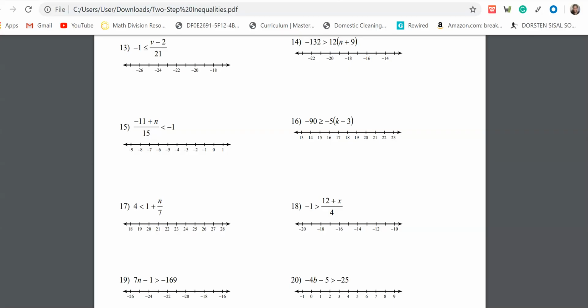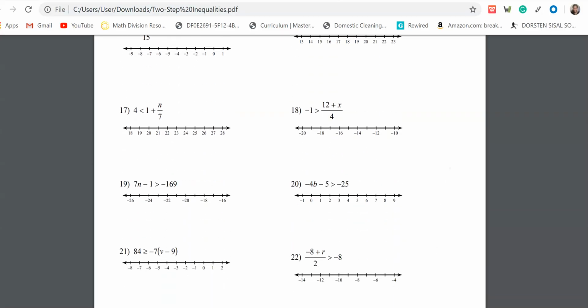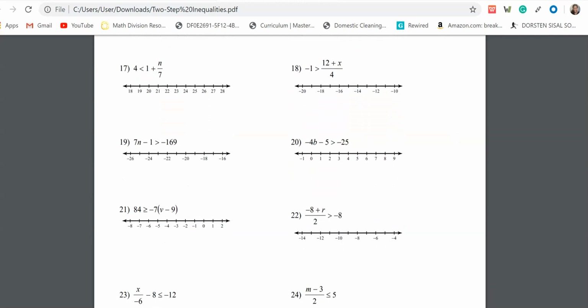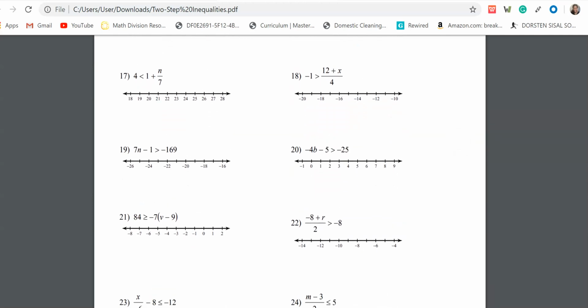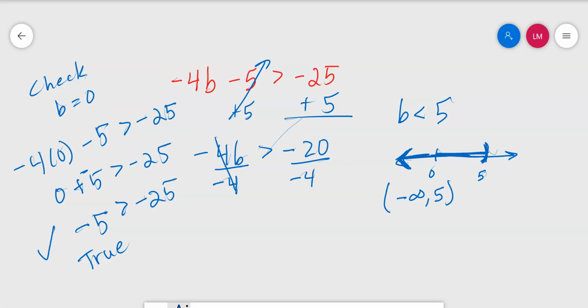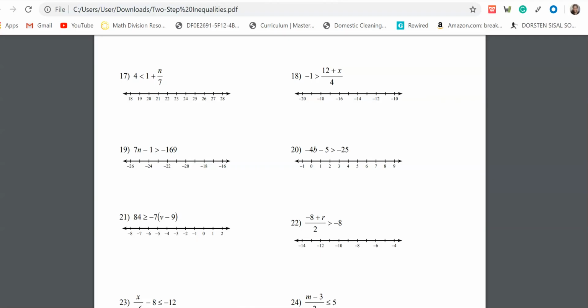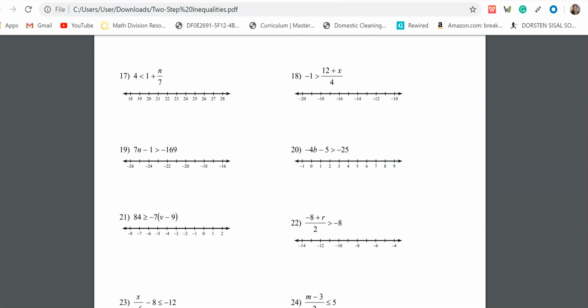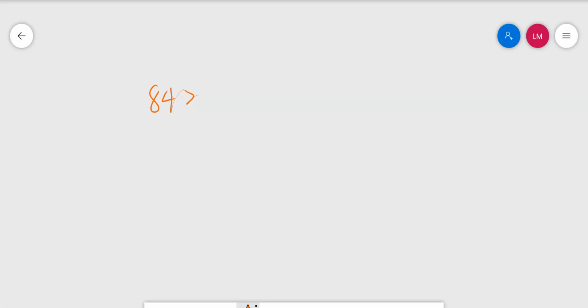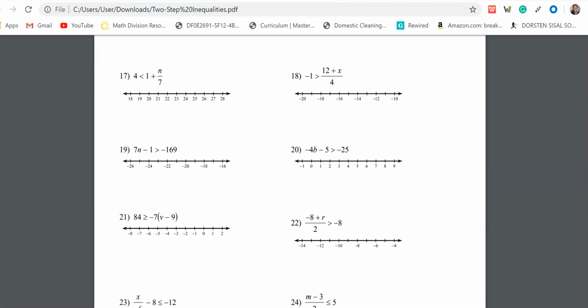Let me just find a couple more. Let's do one with the distributive property. I think I'm going to do 21 and 23 real quick. Okay, so let's do 21. We got 84 greater than and equal to v minus 9.